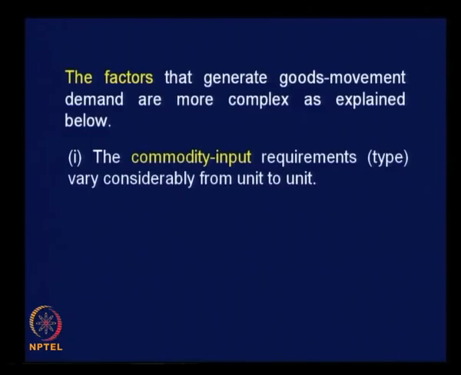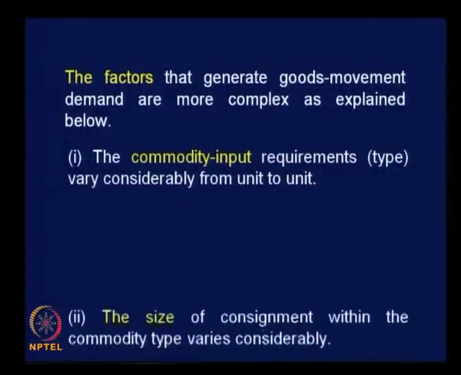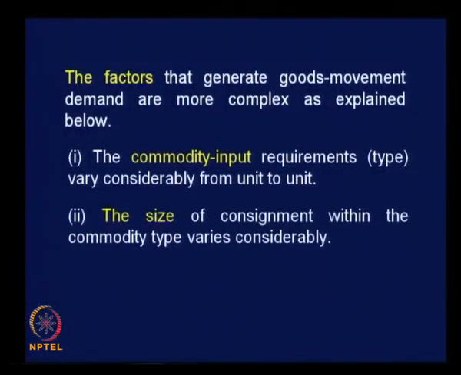There may be similar manufacturing plants. We have, for example, in this city, car manufacturing plant as well as heavy vehicle manufacturing plant. The commodities might be same, but the consignment size will be totally different, or different plants may require different types of commodities. If there is a textile mill, the mill may require yarn as input and clothing items will be going as output. If it is a spinning mill, then the input is going to be raw cotton and the output is going to be yarn. So, the type of commodities, inputs and outputs will vary depending upon the type of the economic unit. The size of consignment within the commodity type varies considerably, that is what I said. Industry could be same, depending upon the level of operation, the size of commodity consignment will be varying.